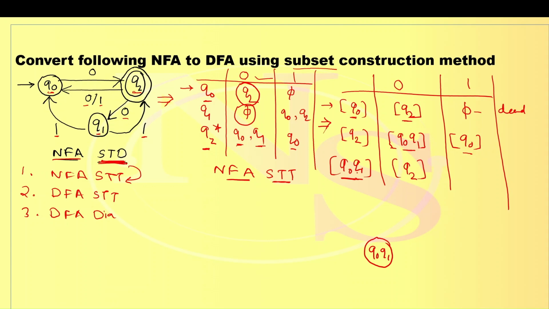Q0 Q1 reading 1. So Q0 reading 1 phi. Q1 reading 1 Q0 comma Q2, going to two states in the NFA. But in DFA only one state. So Q1 reading 1 going to Q0 comma Q2.